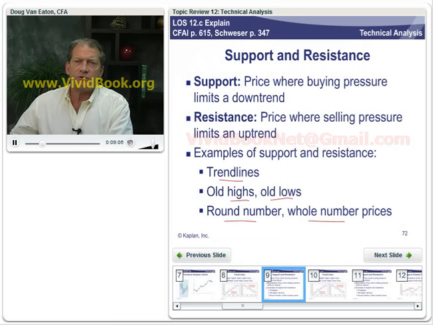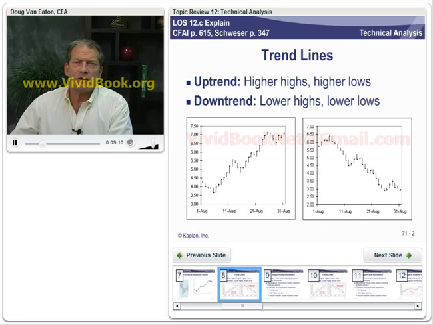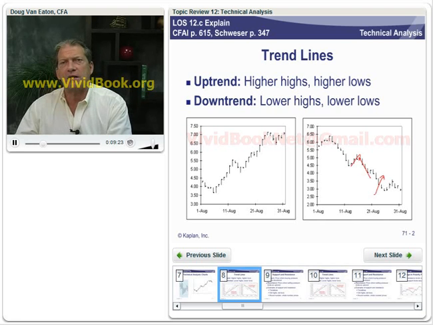If we just go back to the previous slide for a minute, this uptrend here becomes our support. And this downtrend is resistance. You can see that price goes up to that line and then bounces off, and goes up to that line and bounces off. And that's the idea of a resistance line.